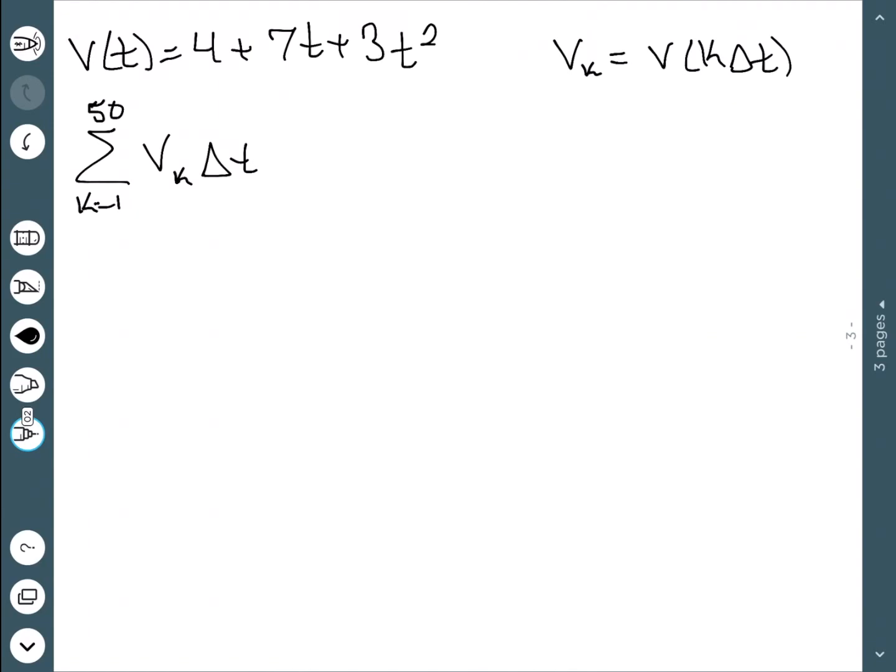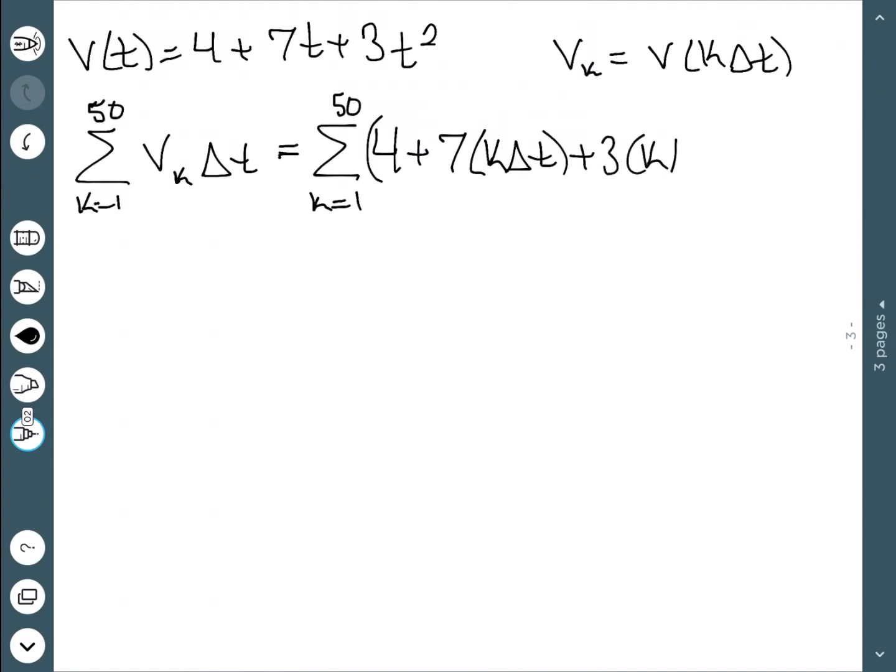So here's all the information I have so far. I have my velocity function. I know that v sub k is v of k delta t, and I'm looking at the sum of v sub k times delta t. So let's start trying to evaluate this. Well, my v sub k is going to be 4 plus 7 k delta t plus 3 k delta t squared, all times delta t.